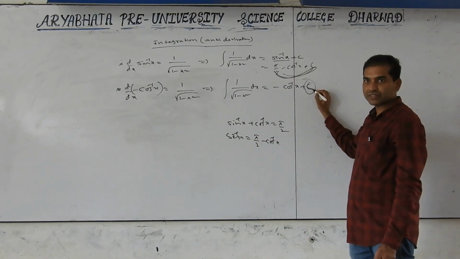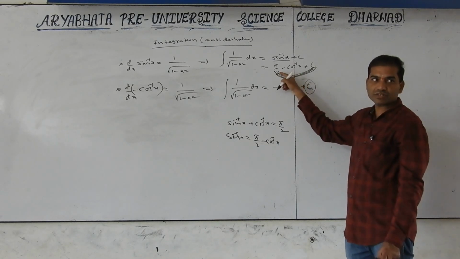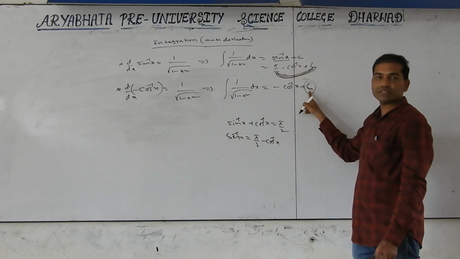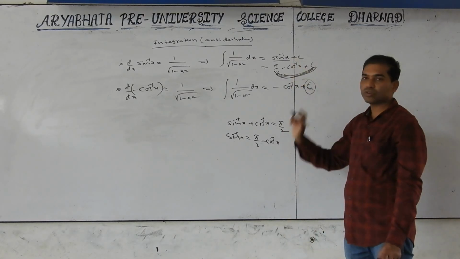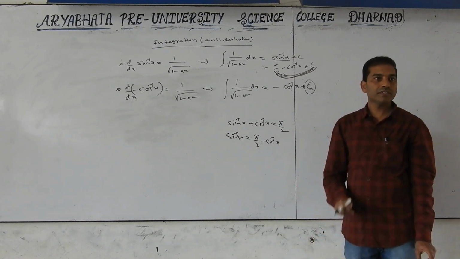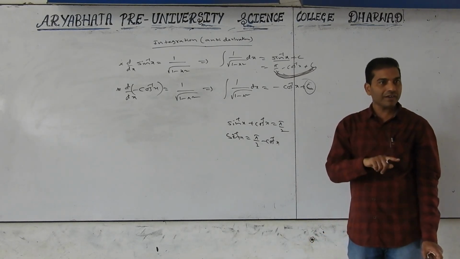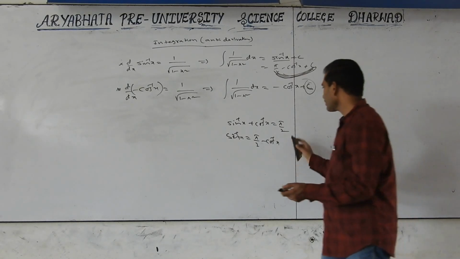Arbitrary constant. So minus cos inverse x comes under this only. This is constant, this is constant, both together we can get one constant. So this is and this is both are same. So integration of 1 by root of 1 minus x square equals sin inverse x or minus cos inverse x. Understood?